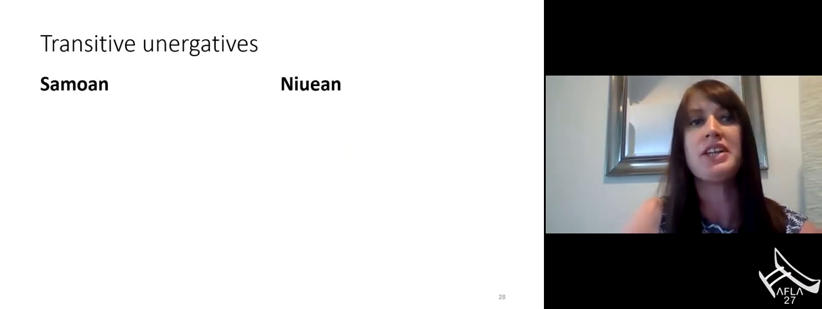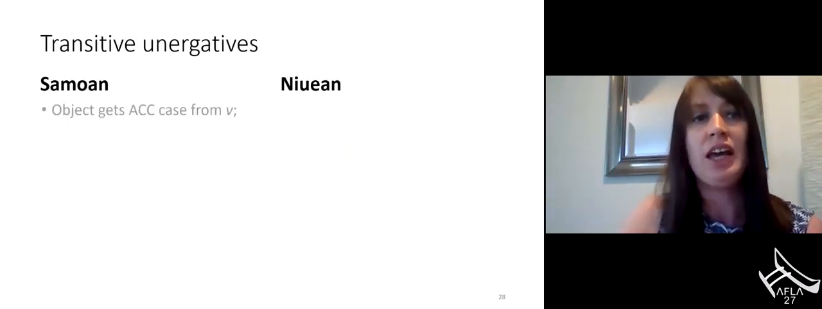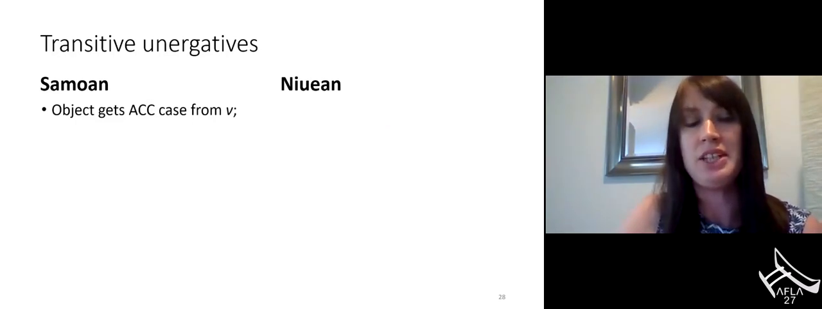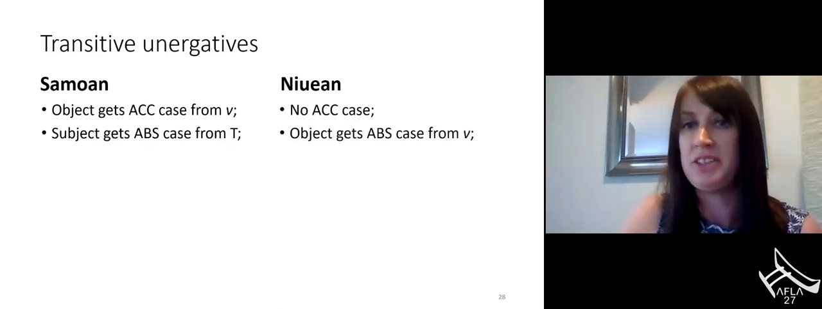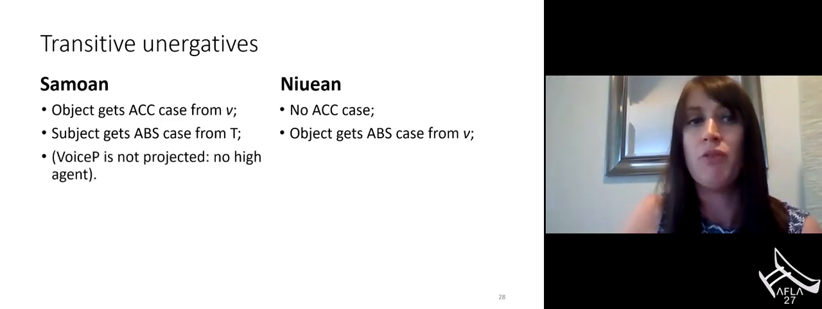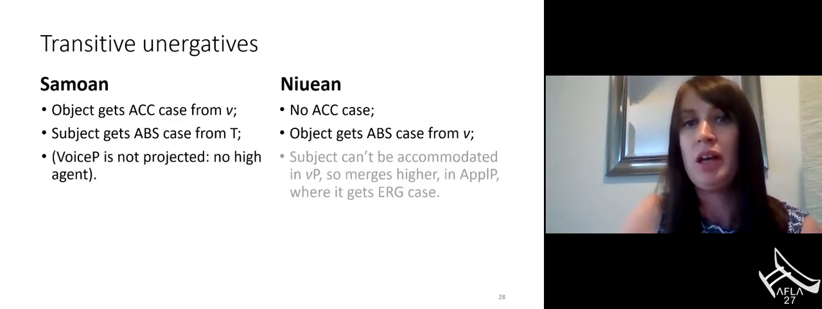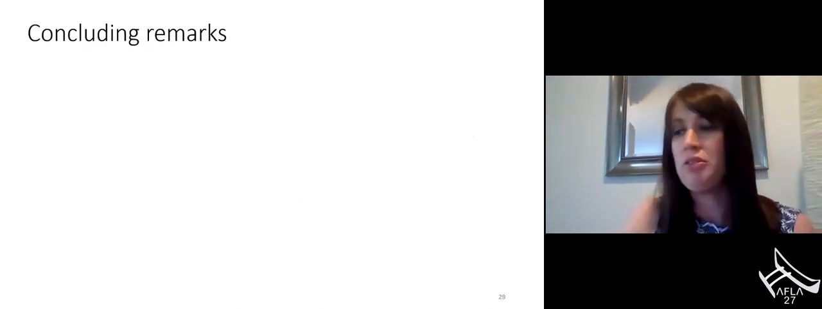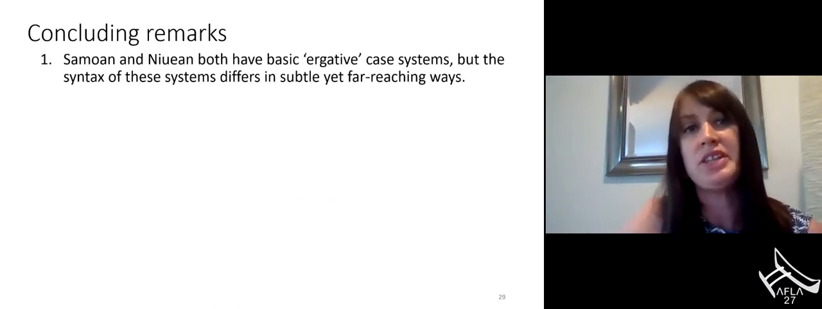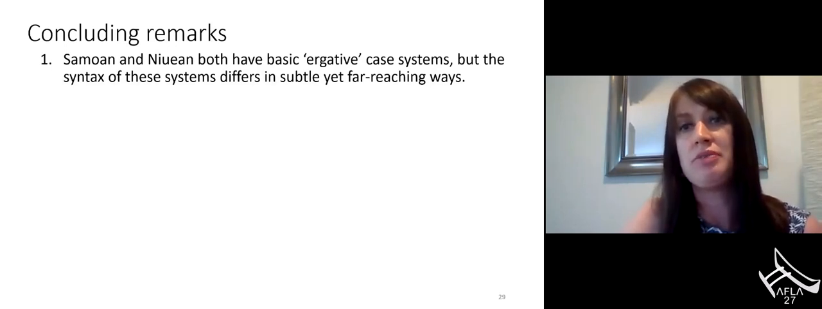So if we put it all together for transitive ergatives, in Samoan, the object gets accusative case from little v. In Niuean, there's no accusative case. In Samoan, the subject gets absolutive case from T. In Niuean, the object gets absolutive case from v. Voice P isn't projected in Samoan. And in Niuean, the subject can't be accommodated in little vP, so it merges higher in Appl P, where it gets ergative case. So just to conclude, we've seen that Samoan and Niuean both have basic ergative case systems, yet the syntax of these systems differ in subtle and far-reaching ways.